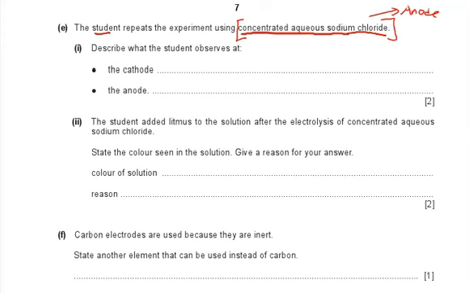So at the cathode you will have hydrogen, and at the anode there is chlorine. They are asking what the student observed, so you can just say it's fizzing, because we cannot see the hydrogen. But at the anode it has a green color, so we can observe the color, so we can say that there is a green gas coming out. All right.